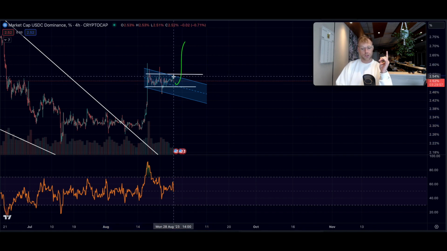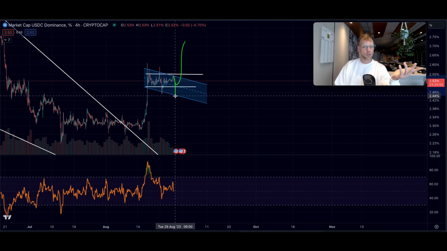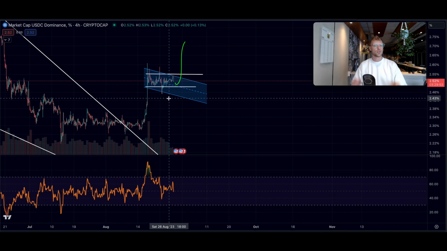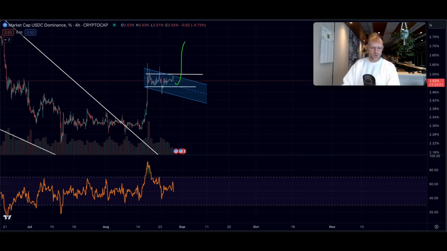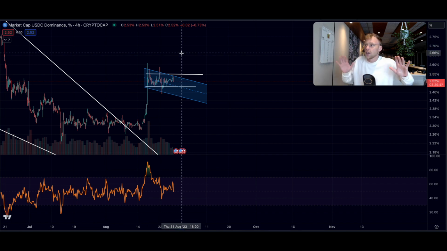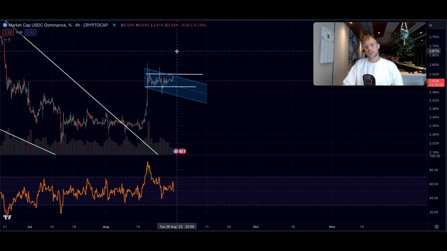However, we just touched resistance and we might come down to the support first. And that's very important to say right here. I will come back to that later, because a lot of people will say, hey, but you say the stablecoins are looking very bullish. Bitcoin has to come down. Yes, that's what the technical picture is telling us.